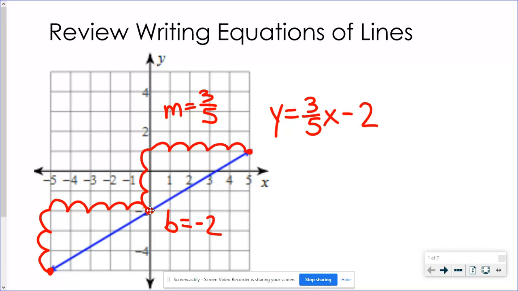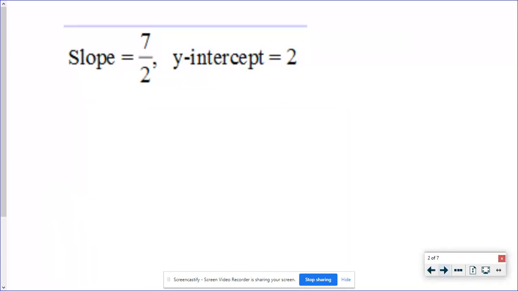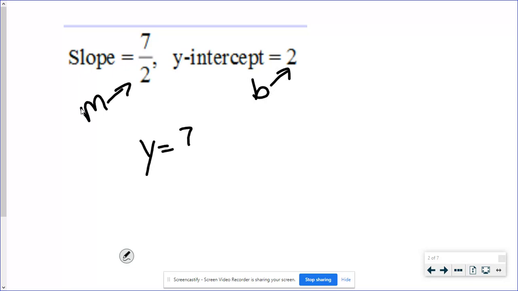Notice when I wrote just my slope, the slope does not have an x with it. The x is part of the equation, but it's not part of the actual slope. If I just give you a slope and a y-intercept, you should be able to write this equation also. Again, the slope is the m, and the y-intercept is the b. So that means that this equation would just be y equals 7/2x plus 2.